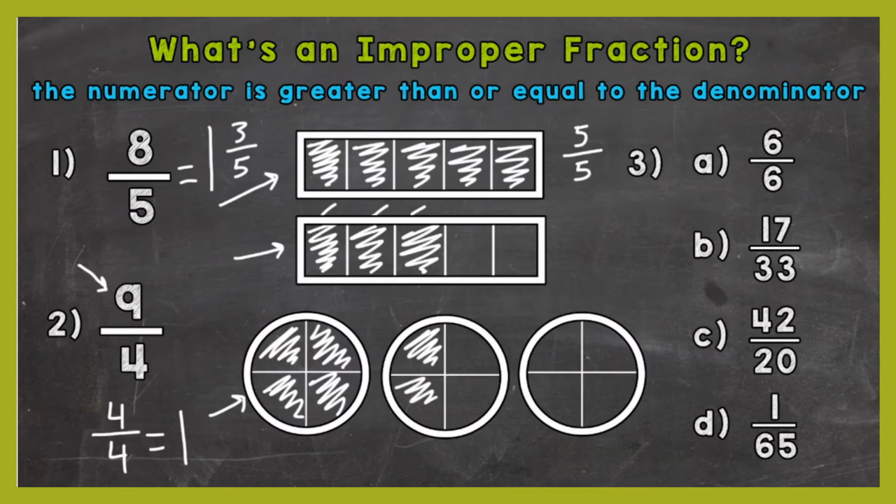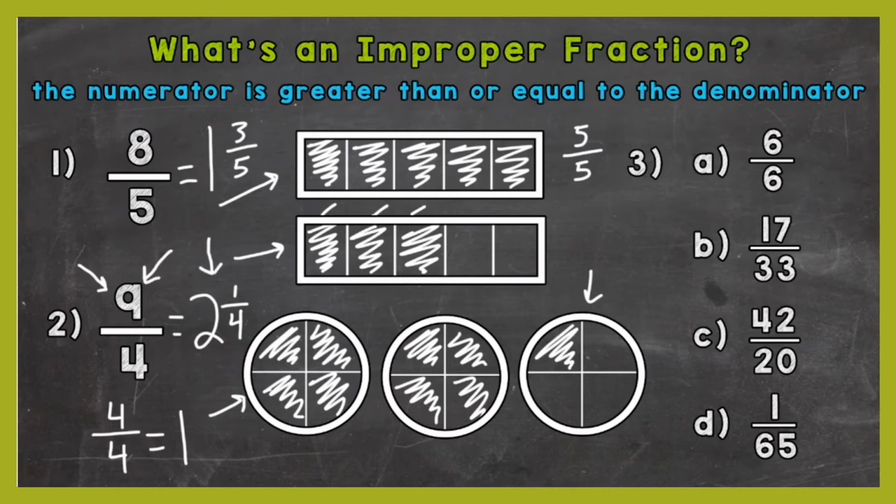5, 6, 7, 8, and 9. So we have 2 whole circles filled in. And then right here, we have 1/4. So 9/4 equals 2 1/4.